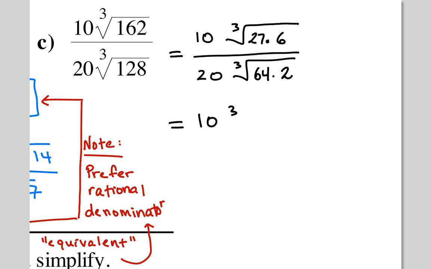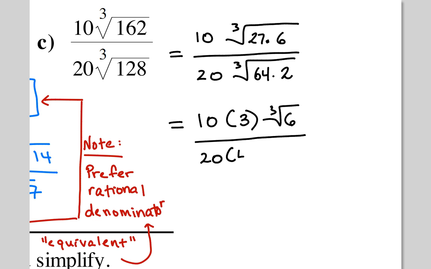What's the cube root of 27 come out to? 3. And then cube root 6 stays. And how about the bottom? Cube root 64 comes out as a 4. And the 2 will stay. What do those coefficients look like? 30 over 80. So 3/8. And how do the radicals work? 6 divided by 2 is 3.